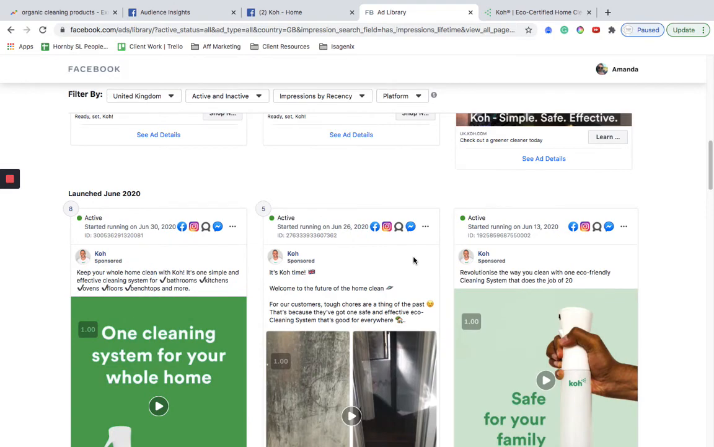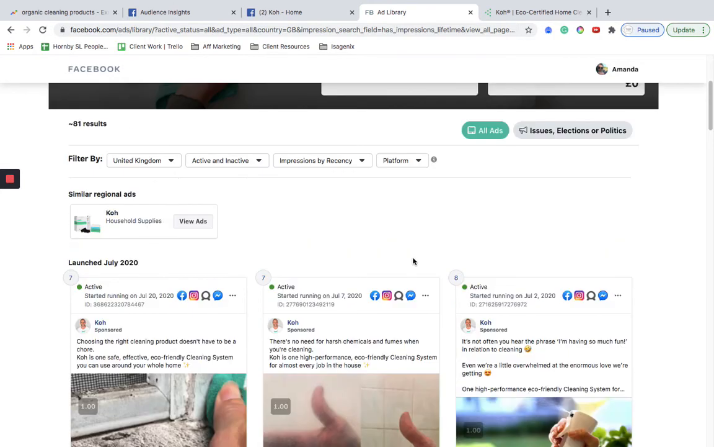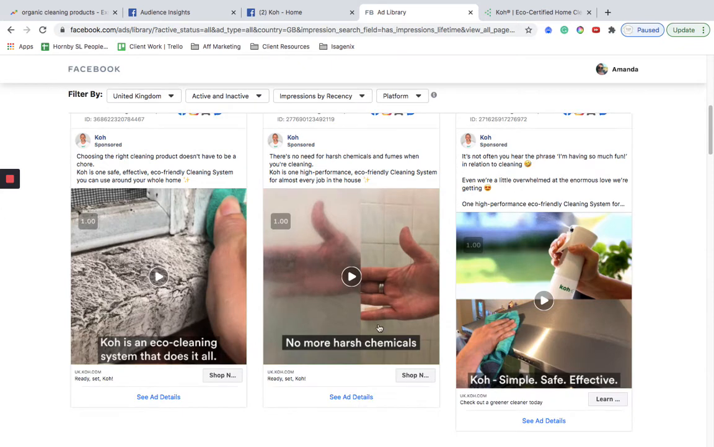So why recreate the wheel when you can go through and get a really good indication of what is working with your competitors, and you can take that and make it better for your audience. So you can literally beat them at their own game. So that's the next thing.